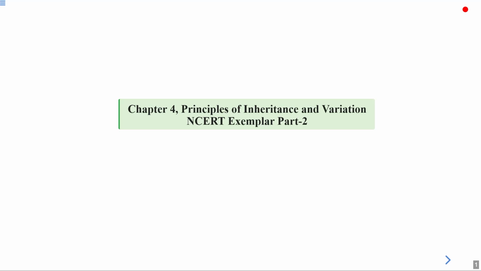And today we'll be discussing the NCERT Exemplar questions for the chapter Principle of Inheritance and Variation. This is part 2 of the lecture.